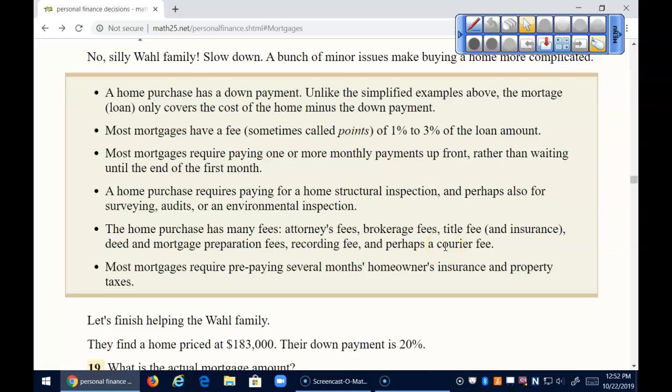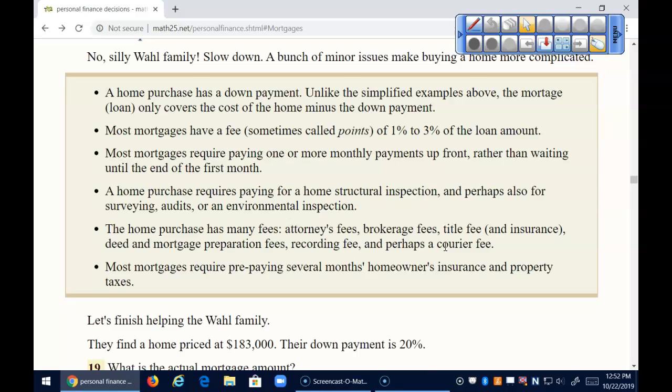Okay, when you actually buy a house, here are the things that are more complicated than just buying a TV or something. One, you need a down payment. Before, we were sort of imagining that the 183 was all loan. But no, the mortgage is only how much doesn't have the down payment, because the down payment, you're not borrowing, you're paying. Most mortgages have a fee, 1 to 3%, and people might get upset realizing they're paying 3%, so they use the word points instead. You have 3 points on this mortgage.